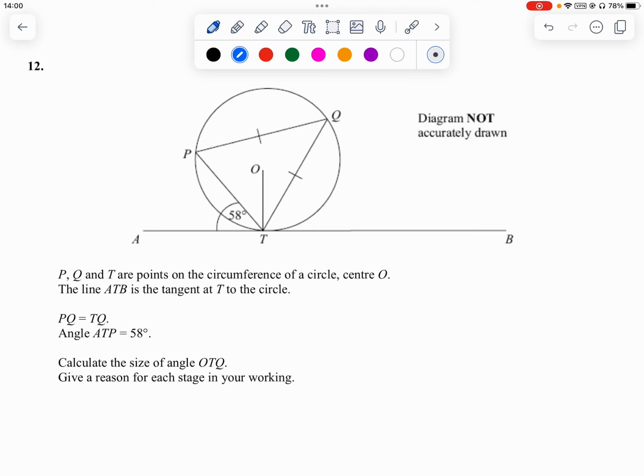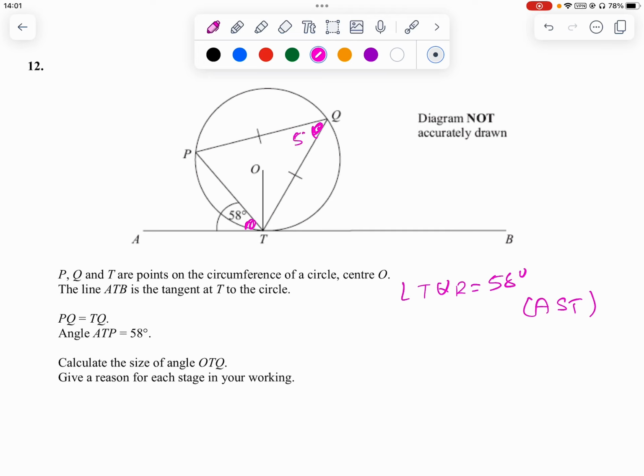So what am I going to write out? I am going to write angle TQP equals 58 degrees. This angle equals this angle, so it will also equal 58 degrees. The reason is the alternate segment theorem.